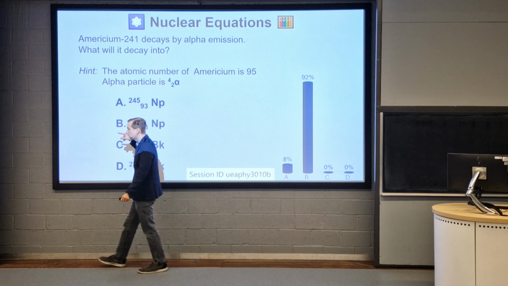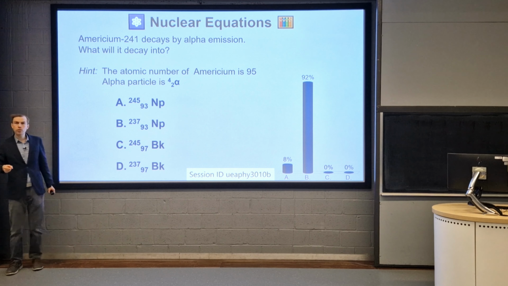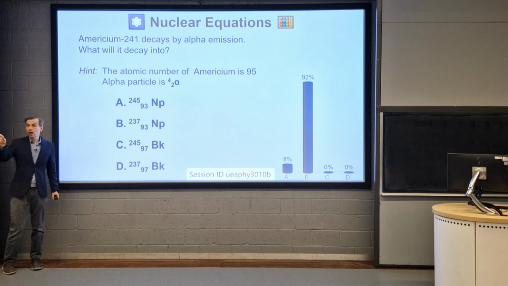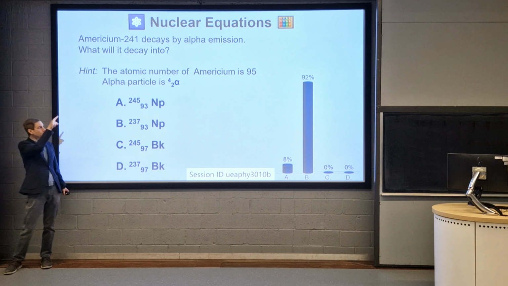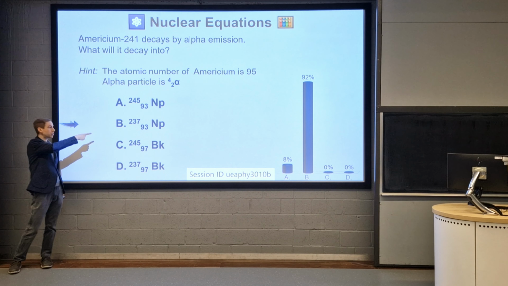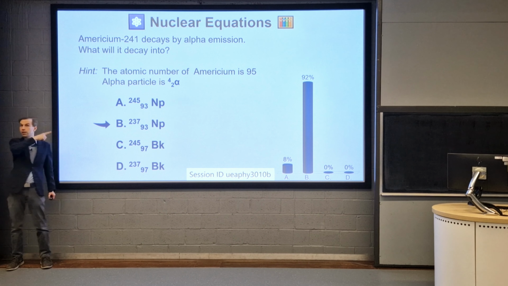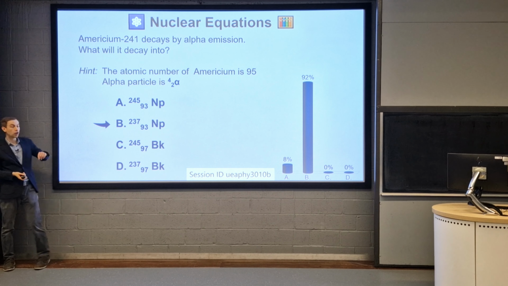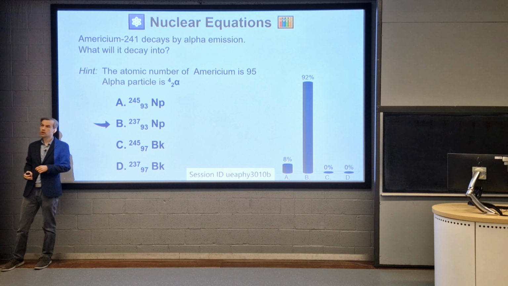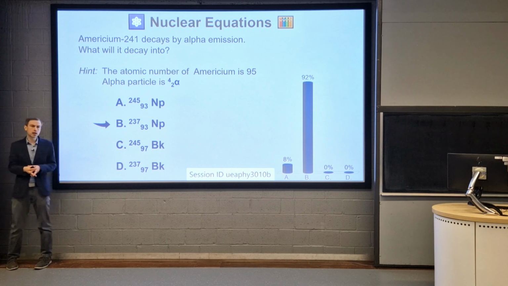So I can see what everybody is thinking about. To narrow it down, we need to look at the mass number. The mass number of our alpha particle is 4. So for the original mass number, we think about americium-241. 241 take away 4 is 237. So the correct answer is option B. Very well done everybody, especially if you got option B. I think that's the basic idea with alpha emission.